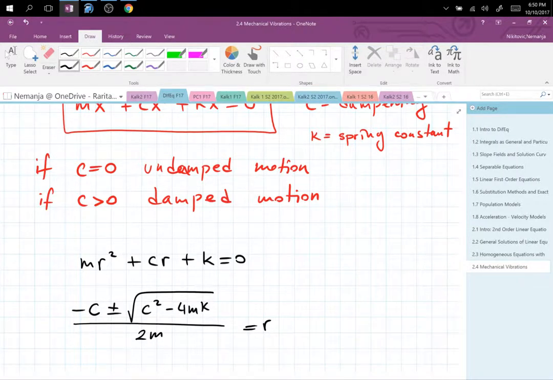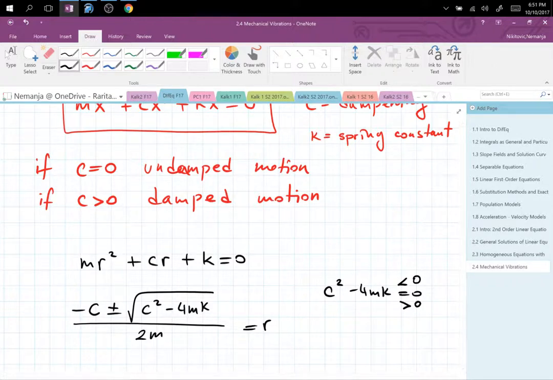And now you have these cases here where the thing under the radical is negative, 0, or positive, right? You can have those three cases. And those three cases all have physical ramifications when you have this system moving. Which three cases? When c squared minus 4mk is less than 0, equal to 0, larger than 0, right? You can have three cases there.